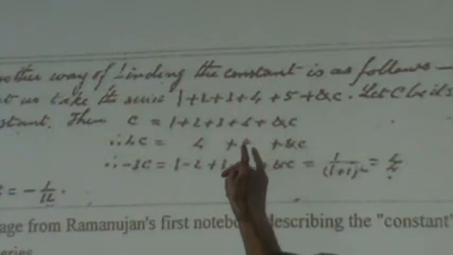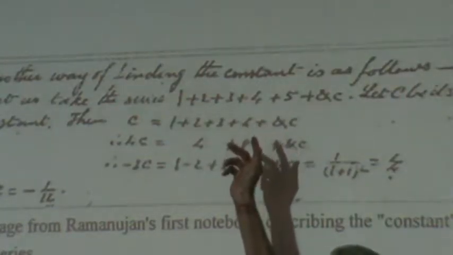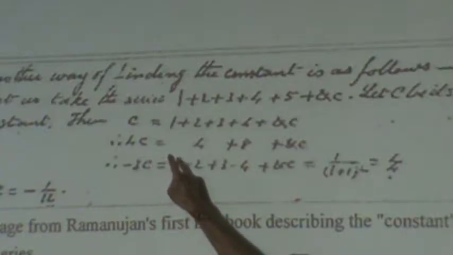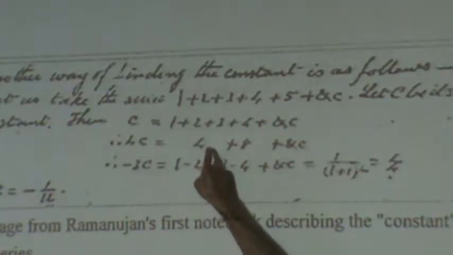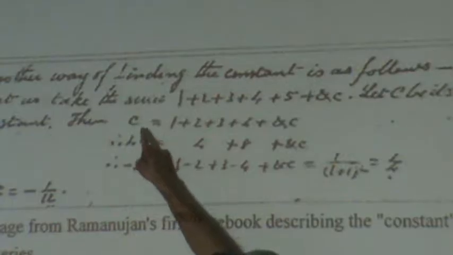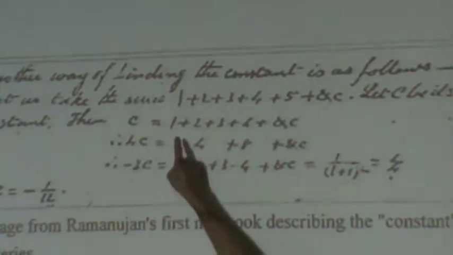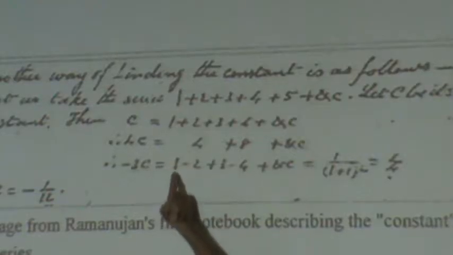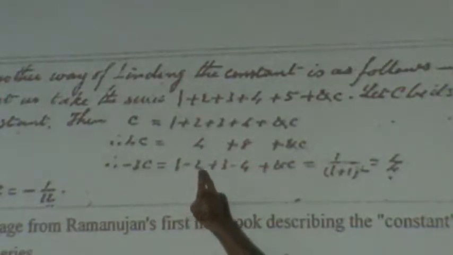Okay. These are both kind of infinite series, right? So now you have another infinite series. And then what he does, he subtracts this infinite series from this infinite series. He subtracts this line from this line. So you get C minus 4C, you get minus 3C. 1 minus nothing, 1. 2 minus 4, minus 2.